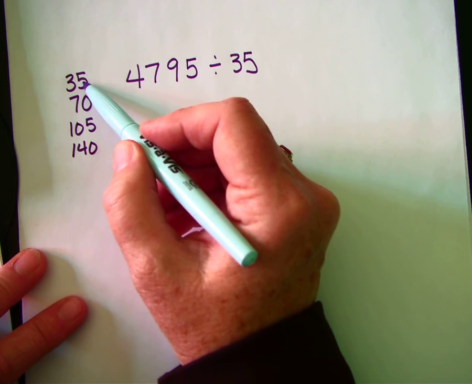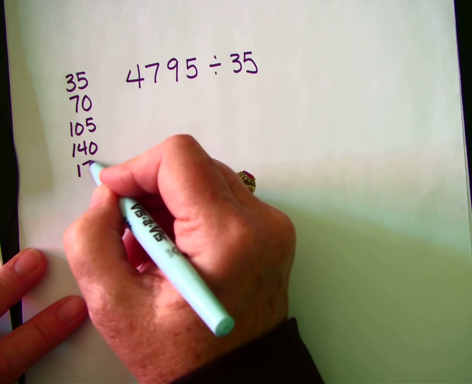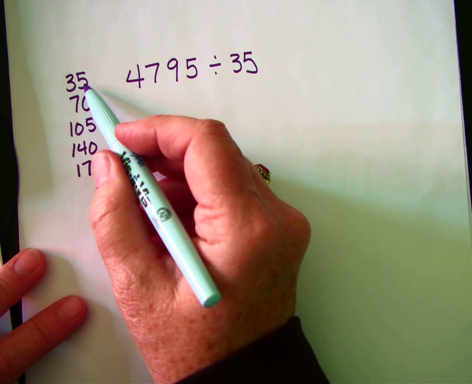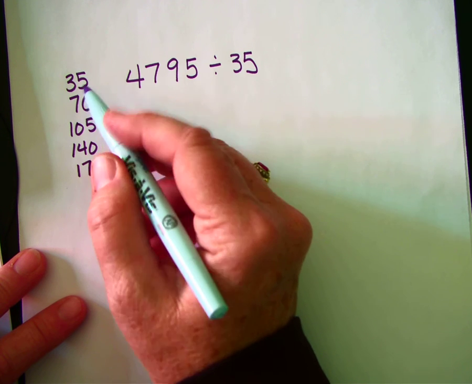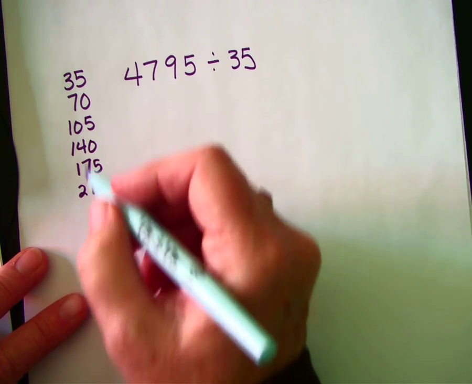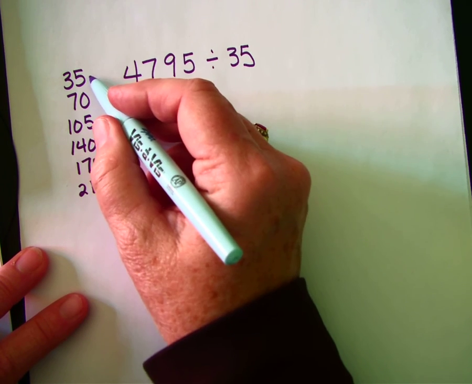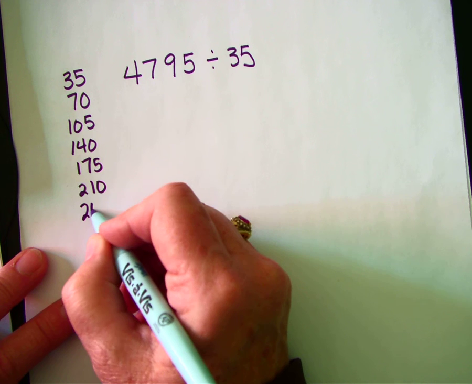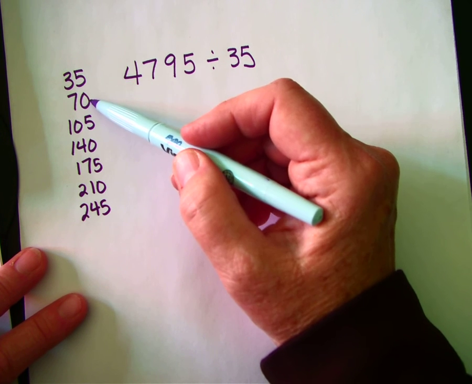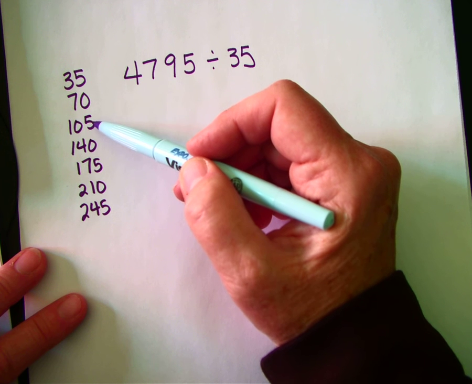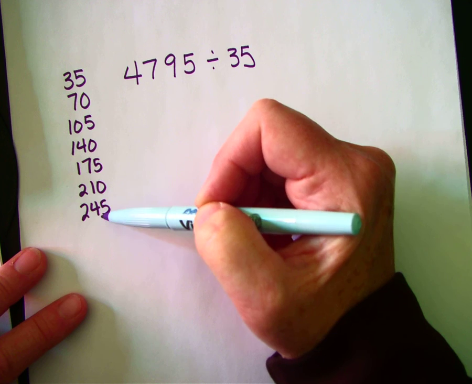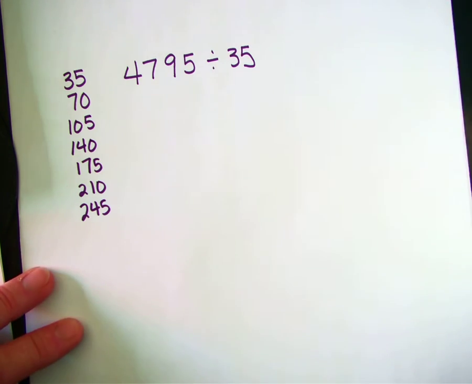140 plus 30 is 170, plus 5 is 175. 175 plus 30 is 205, plus 5 is 210, and let's do one more. 210 plus 30 is 240, plus 5 is 245. So this is one group of 35, two groups of 35, three groups, 4 groups, 5 groups, 6 groups, 7 groups. So first thing, we're going to make a multiple tower.